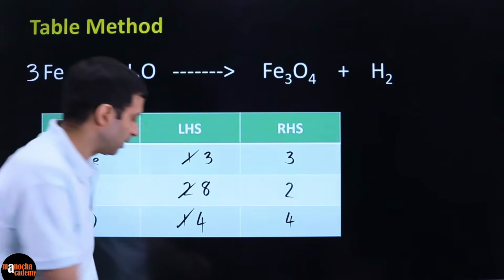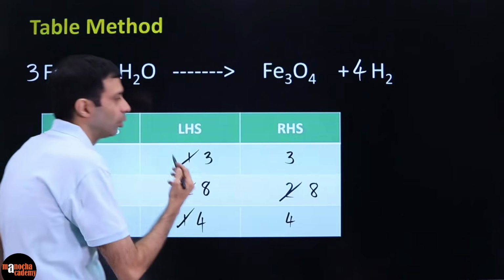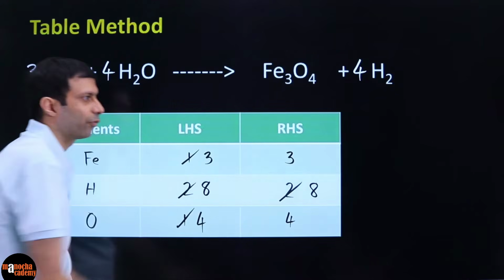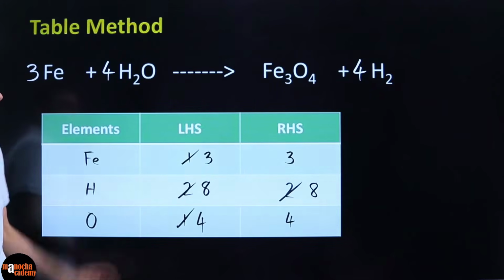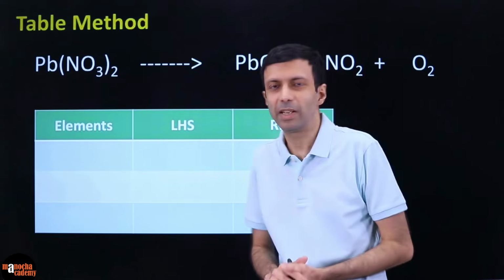So how do we balance it? We will put a multiplier here of 4. There you go. 3, 3, 8, 8, 4, 4. Table done. And this is our final answer. Let's practice another one with the table method.